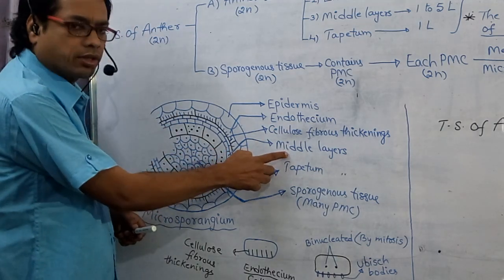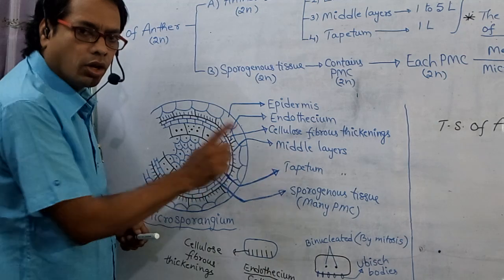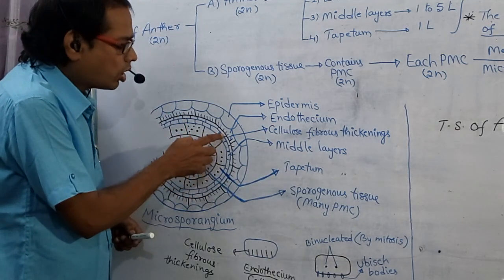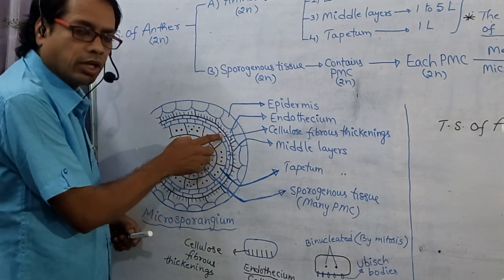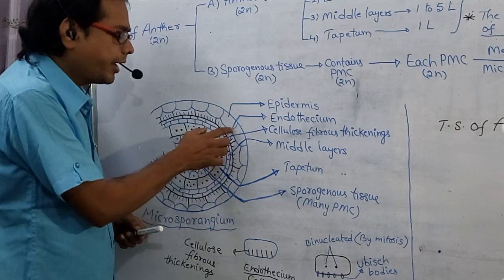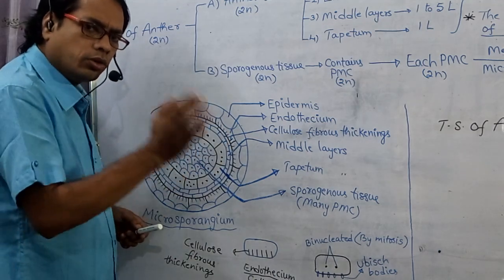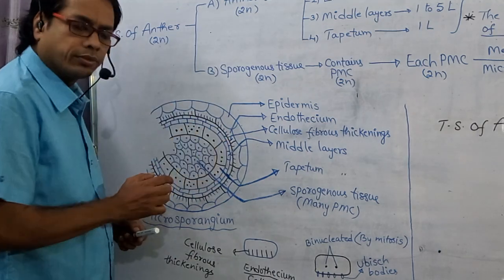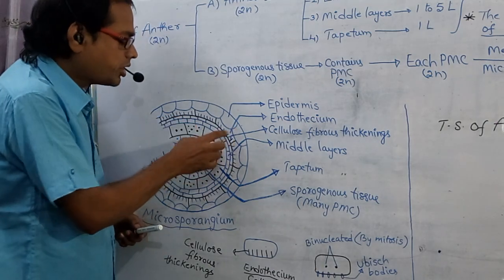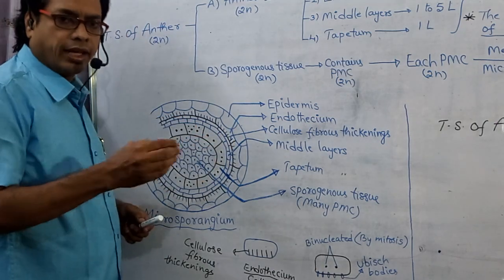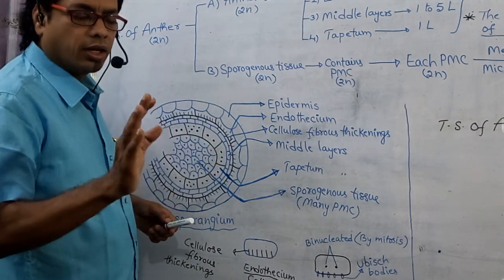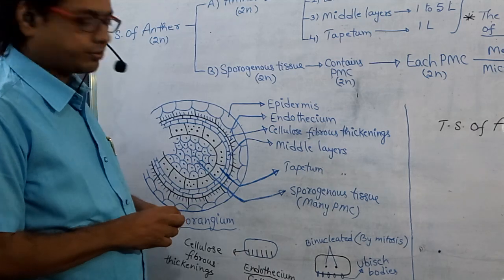Next, middle layers. How many middle layers are there? 1 to 5 layers. Here in this diagram, I have drawn 2 layers. Middle layers are present below the endothecium, outer to the tapetum, in between the endothecium and tapetum. Like that, outer to, inner to, in between, they will ask.